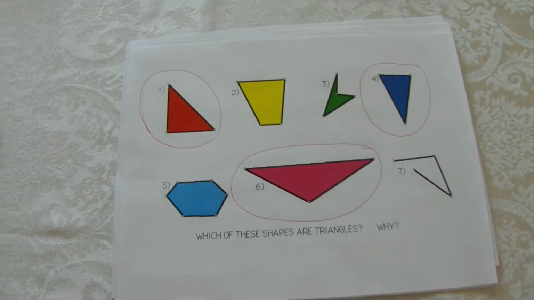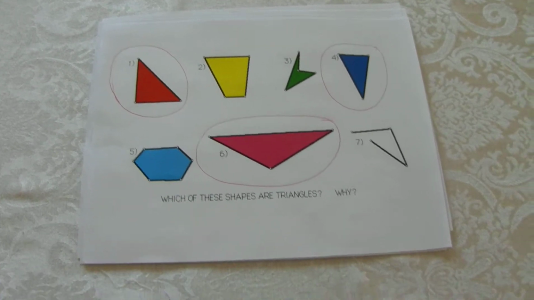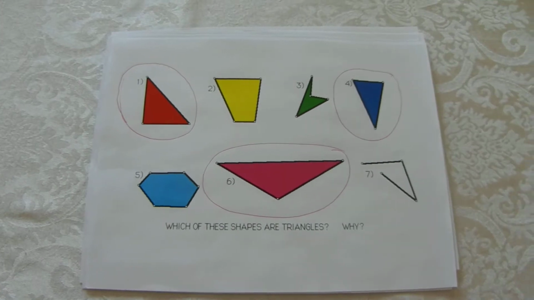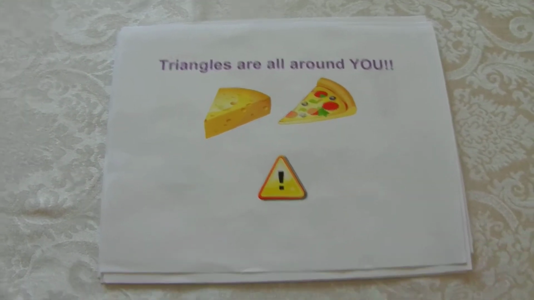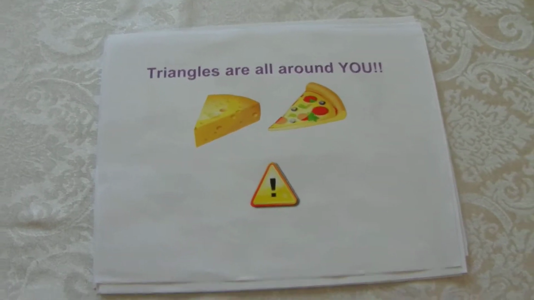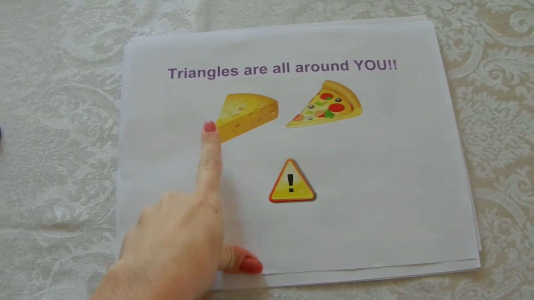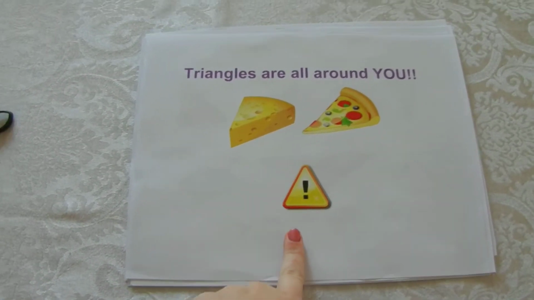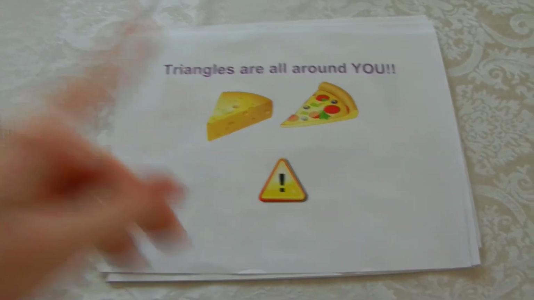Now, our last step in this lesson is to talk about different places you could find triangles all around you in your area or community. Some fun examples I could think of were a wedge of cheese, a slice of pizza, or even things as simple as construction signs.